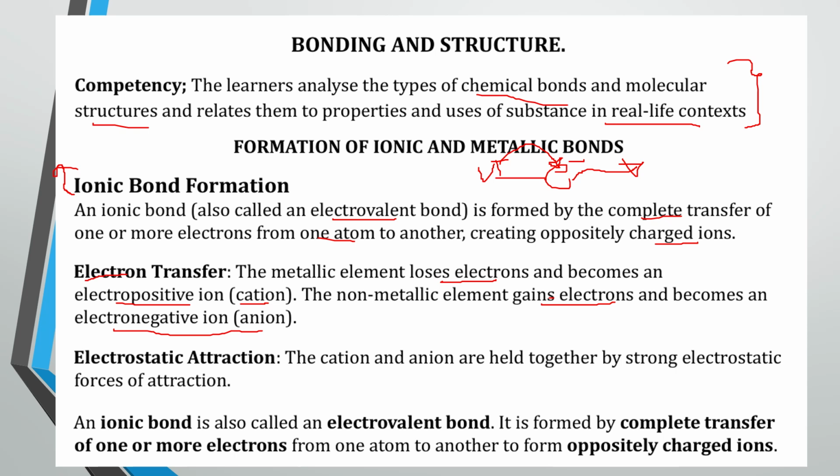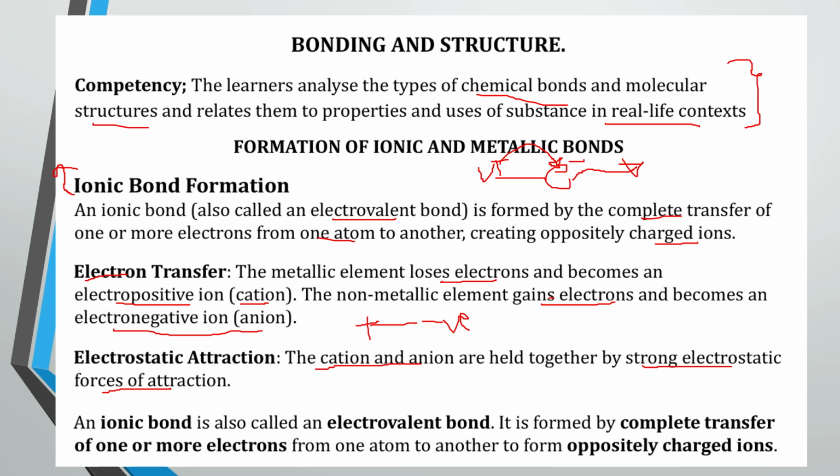So looking now at the bond that is formed, the ionic bond, since it's between a positive charge and a negative charge, it is going to be held by what we call the electrostatic force of attraction. And with this, both the cation and anion are going to be held together by strong electrostatic forces of attraction, simply because the bond is formed between a positive ion and a negative ion.